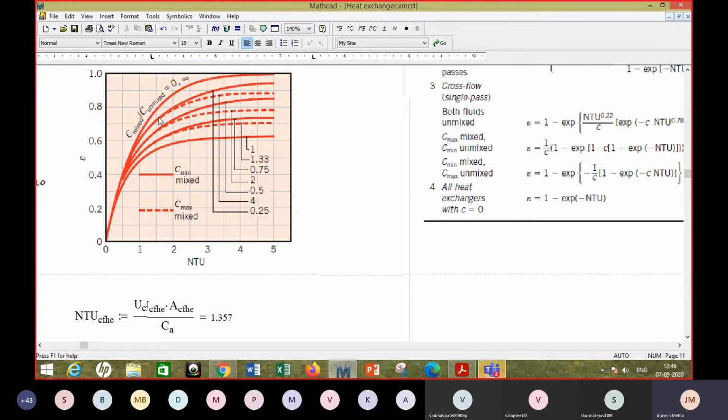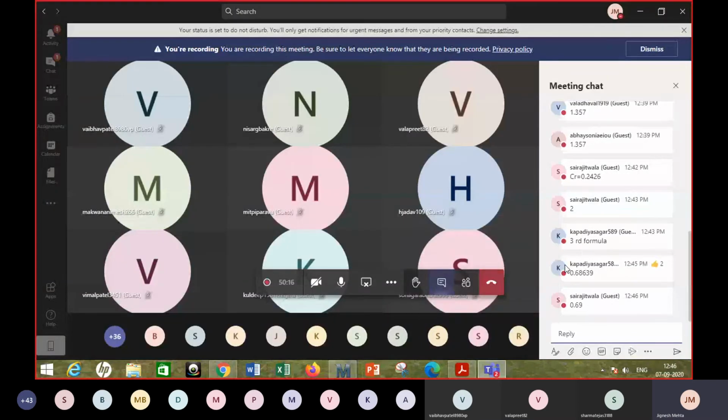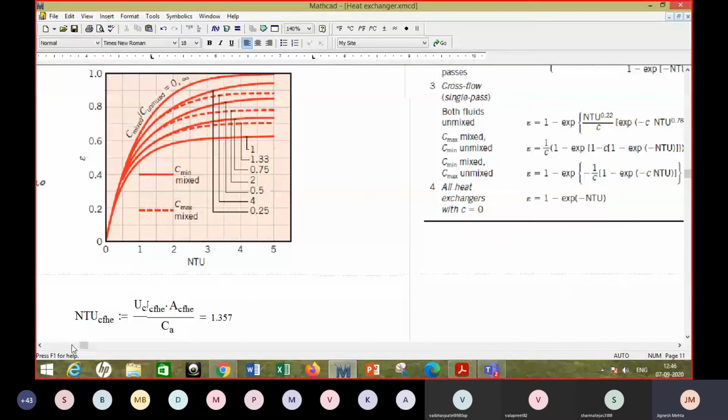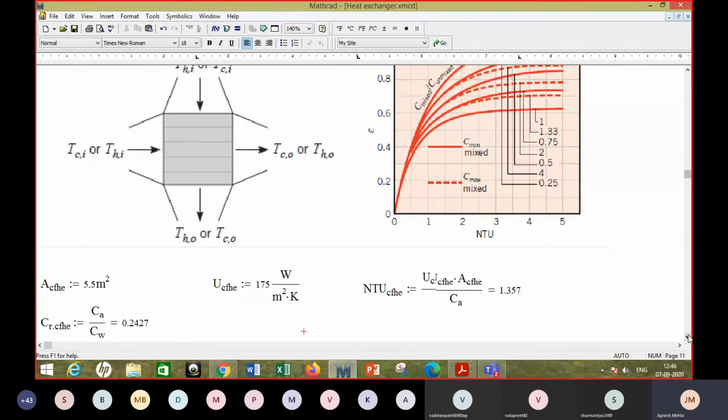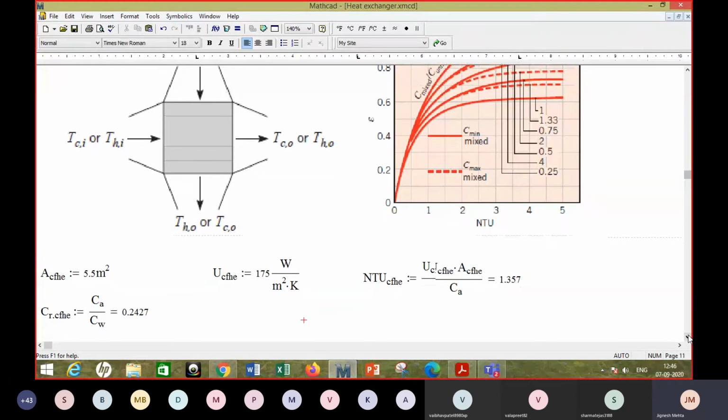Okay, so the two curves intersect somewhere near 0.7, right? So the 0.68 seems to be closer to the answer. Let's see what exact number you get with the formula. So you can see the limitation of using the plots. If a formula is not available, then plots should be used.